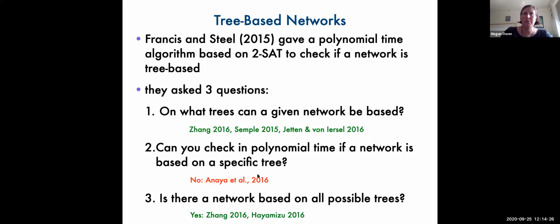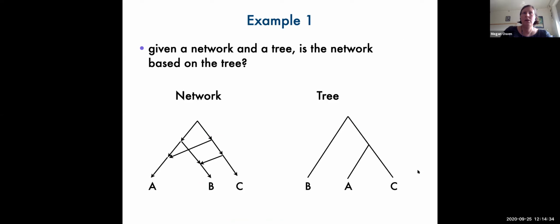So let me talk about this problem first. Can you check in polynomial time if a network is based on a specific tree? So the idea is we're given a tree. So we're given orderings of the leaves and the actual tree. We're given the network. And then to make our argument, we can see that A and C have to join up. And over here, A and C either could join at the root, but that would leave no room for B, or they could join up here.